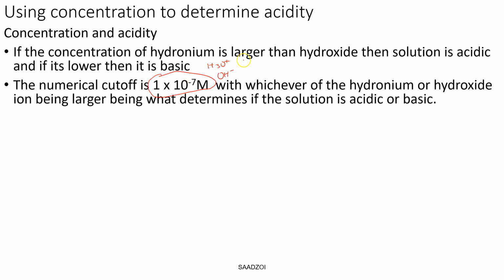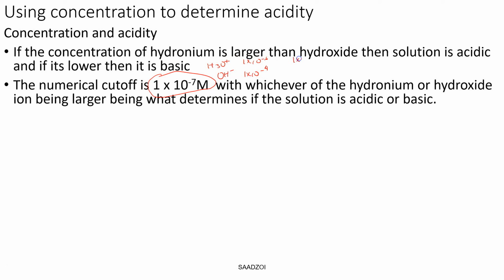So if hydronium, for example, is 1 times 10 to negative 6, then your solution is acidic. Why? Because negative 6 is bigger than negative 7. Remember, negatives work opposite of what you think. So this would be considered acidic. And at the same time, if hydroxide was, let's say, 1 times 10 to negative 4, you see this is bigger than negative 7, so your solution is basic. Basically, whatever concentration they give you, compare it to 10 to negative 7. If hydronium is greater, it's acidic. If hydroxide is bigger, you'll be basic.